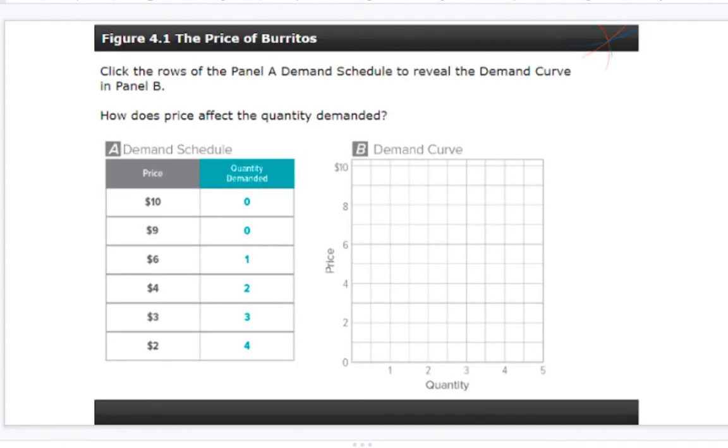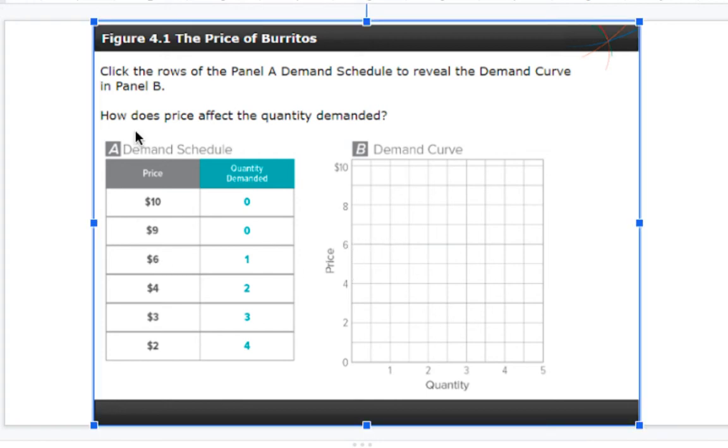So here's an example of a demand schedule set up. Look at the rows. How does this price affect the quantity demanded? The price here of any item, this one's saying price of burritos. If it's $10, there will be 0 interested. At $9, there's 0 interested or demanded. At $6, you would be able to put 1 right here.